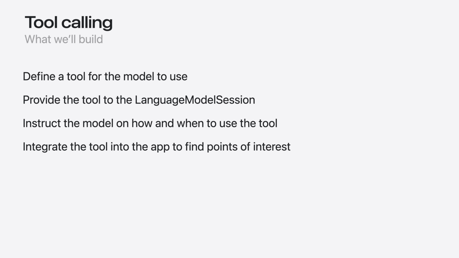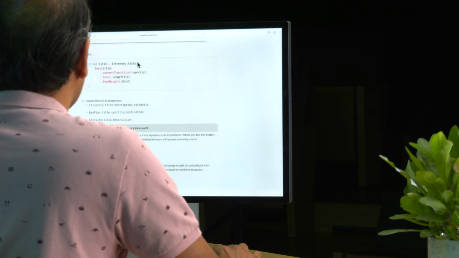In this chapter, we'll take a look at a tool that can find points of interest. We'll then provide this tool to our language model session and instruct the model how to use it. Back in the app, we'll integrate this tool into our itinerary generator to get real-world data into our itineraries. Let's head on over to our code along guide.